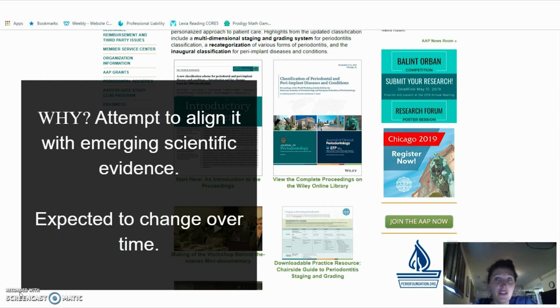So why did they change these? It's an attempt to align it with scientific evidence. And of course, in dentistry, we do all of our treatment based on science, and new science has come out since the last ones were created, and so they needed to align that. And it's also expected to change over time. I know that sometimes change is really hard, and you're going to look at this and think, oh my gosh, I don't know if I can do this, but I'm going to tell you that you can, and that it's important that you do, and it's expected to change again over time, so be flexible.